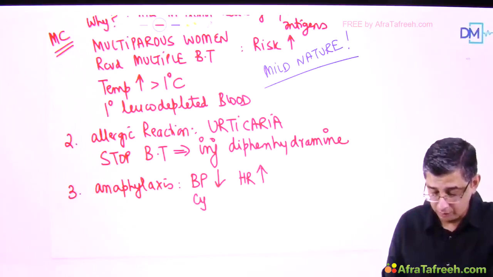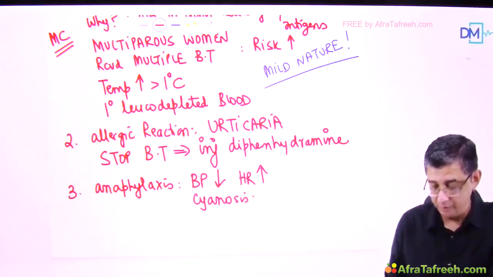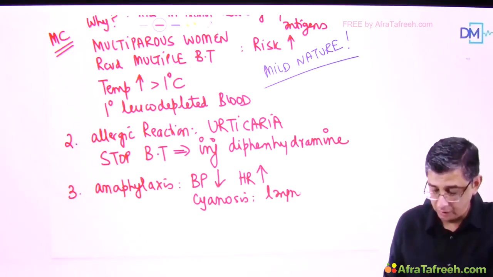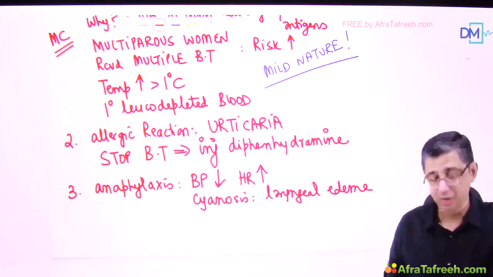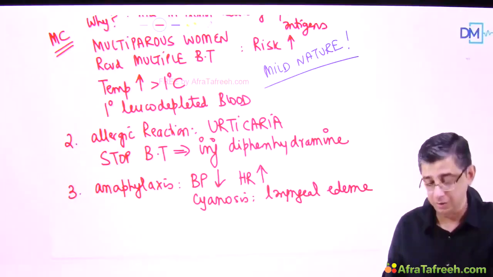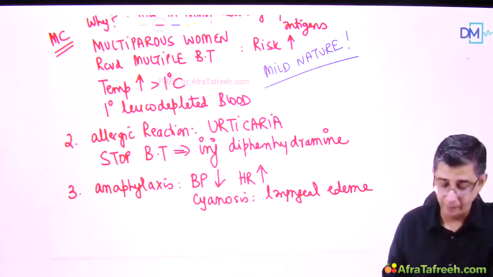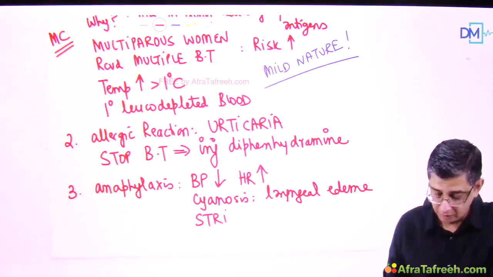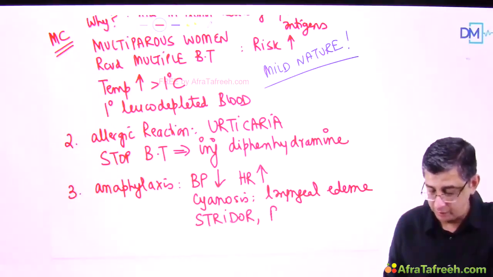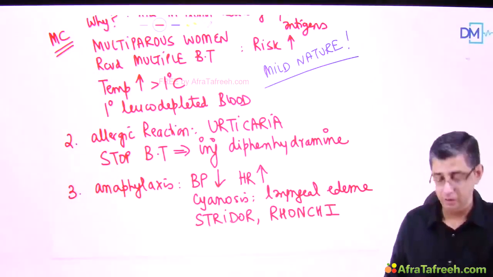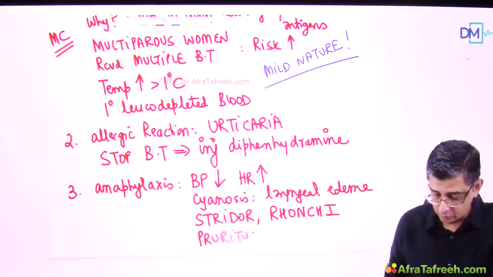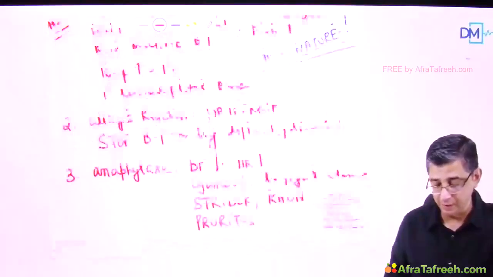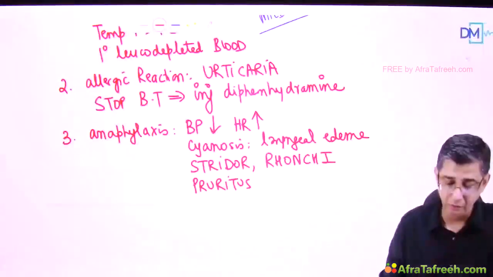Anaphylactic shock can also cause central cyanosis in the patient. Why? Because the histamine release will contribute to laryngeal edema. Mark my words, not laryngospasm. Laryngeal edema will contribute to central cyanosis. The person might start developing stridor. There might be rhonchi in the chest, explained again by the bronchospasm secondary to histamine. There would be associated pruritus in the patient. So do take care of these aspects that I'm highlighting, because anaphylaxis is managed on a war footing.